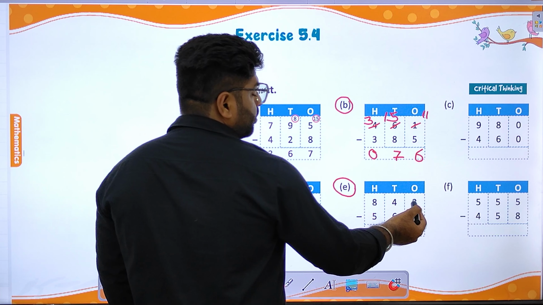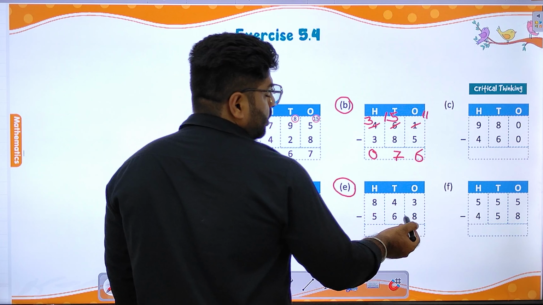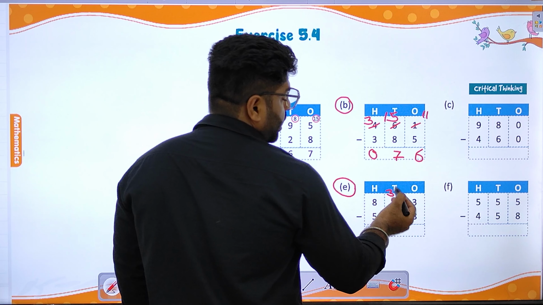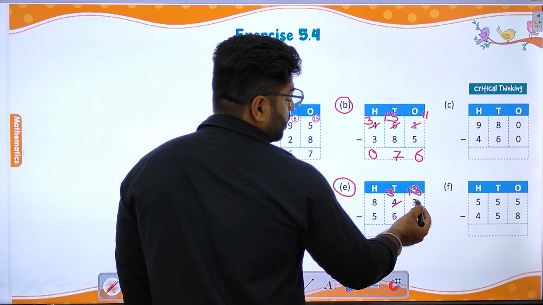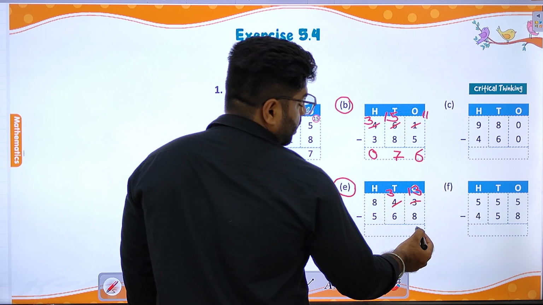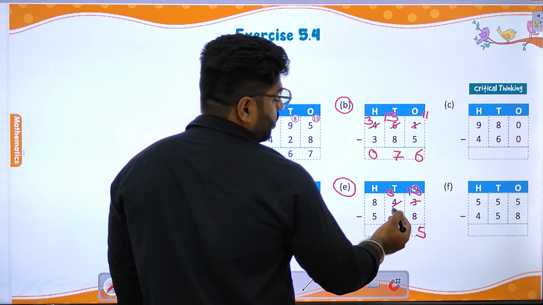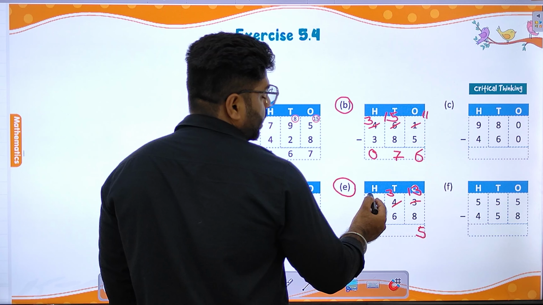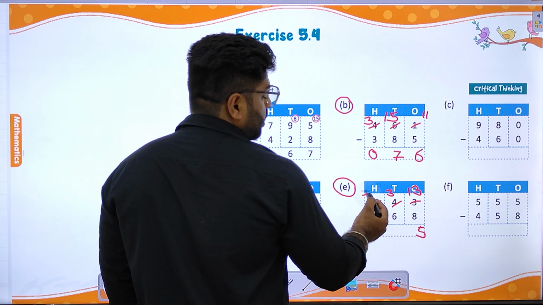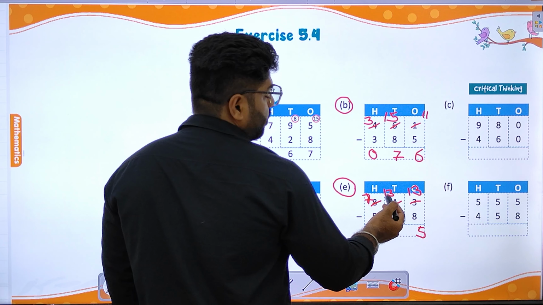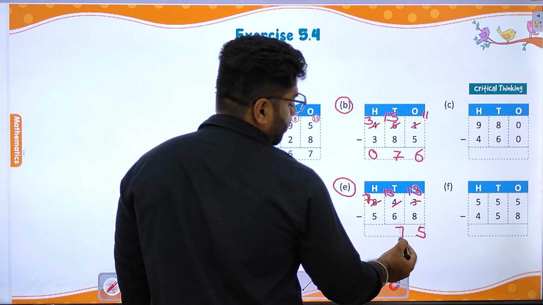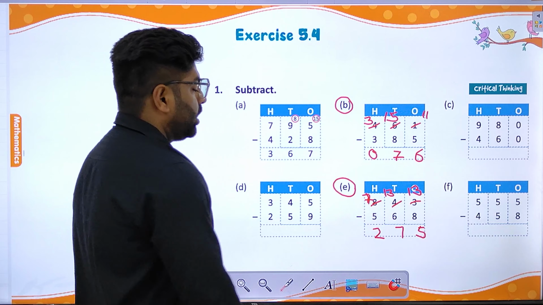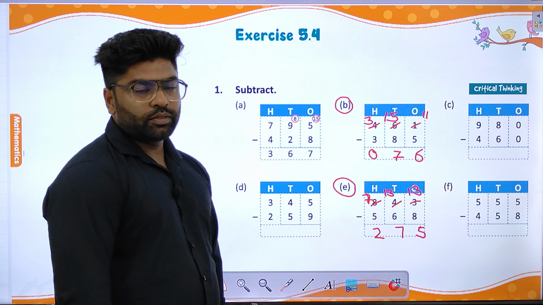Okay. To clarify your concept, we will solve one more question, question number E. Again here we have 3 minus 8. That is not possible, so we have to carry from 4. So here we have 3 and here we have 13. 13 minus 8, we have 5. Now 3 minus 6 not possible, so again we have to take a carry from the next place, that is 8. Minus 1 is 7 and here we have 13. 13 minus 6 is 7 again. 7 minus 5 is 2. So here we have 275 as the answer.